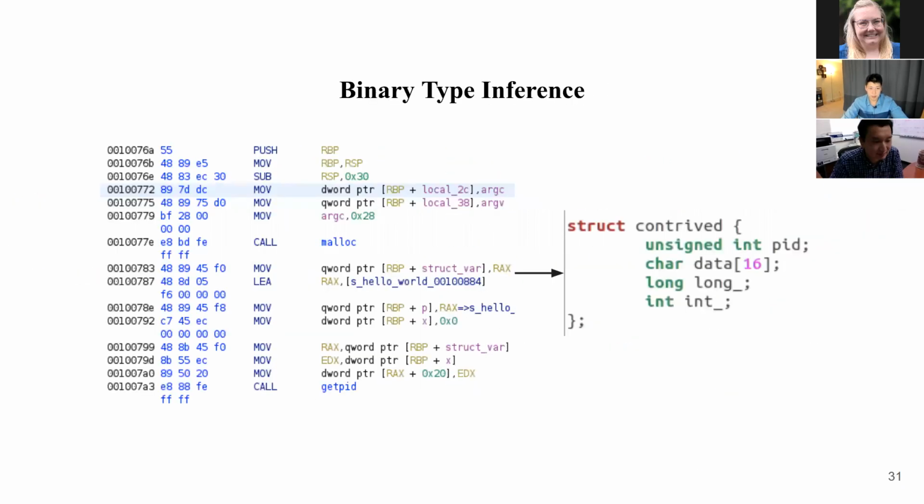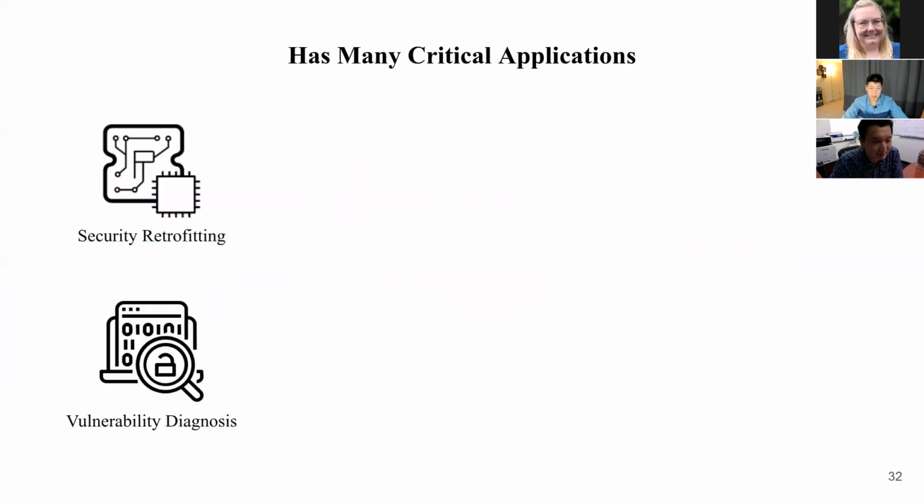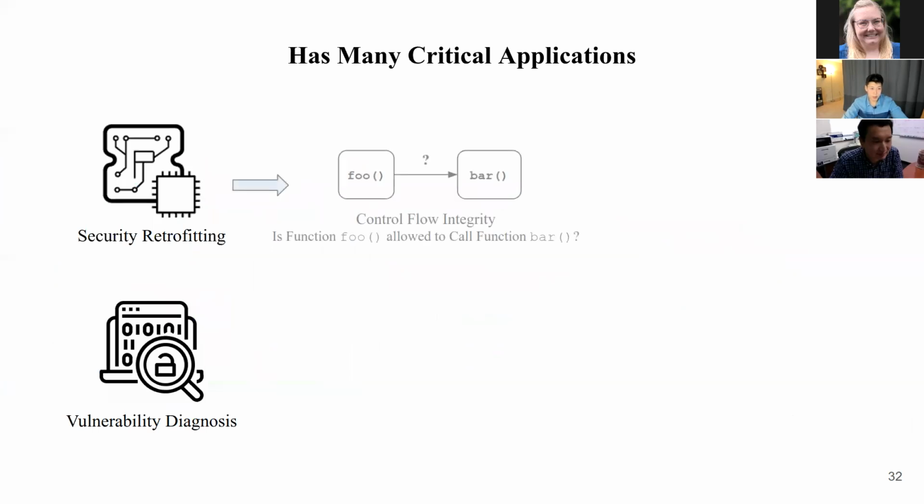As some background, type inference on binaries is the process of recovering source-level constructs, such as primitive variable types and member field types, from the stripped binary. It is also a fundamental binary analysis capability useful for many security applications. For example, in security retrofitting, we need to retrofit control flow integrity.